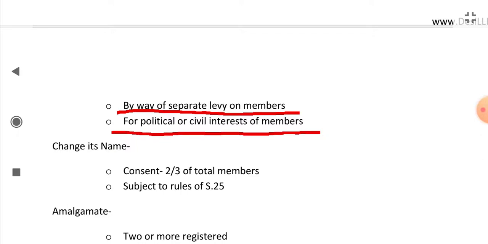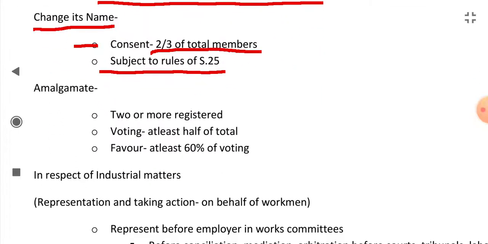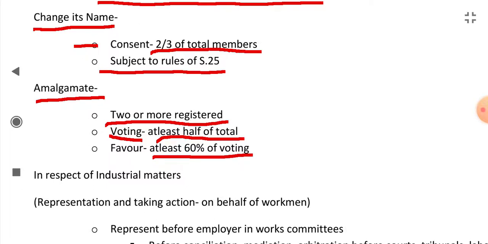The registered trade union has the right to change its name. There should be consent of two-thirds of the total members. The name change is subject to the rules of section 25. If two or more registered trade unions want to become one, that is, to amalgamate, then there should be voting of at least half of the total members, and at least 60% of the voting members should be in favor of the amalgamation.